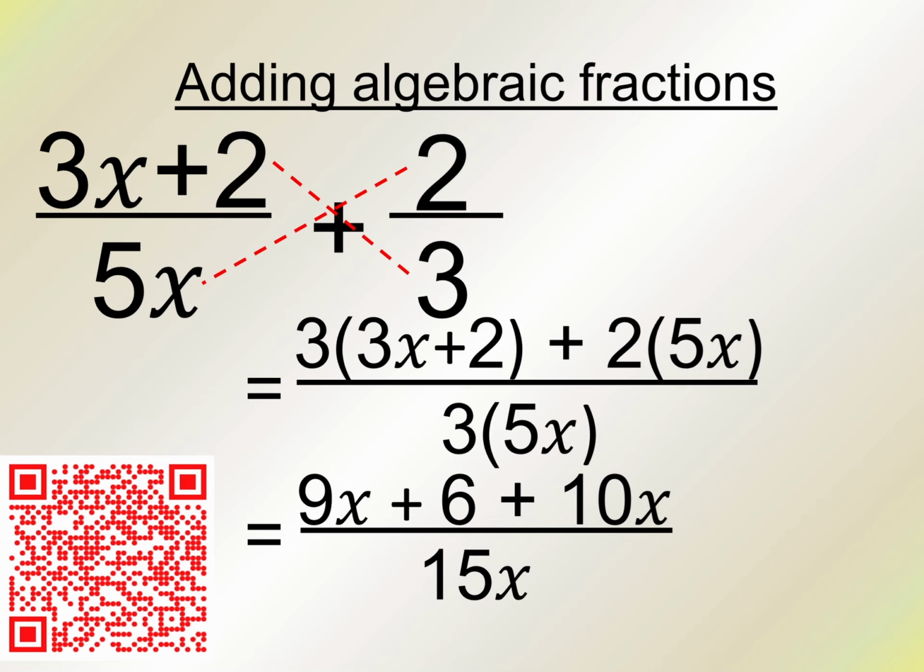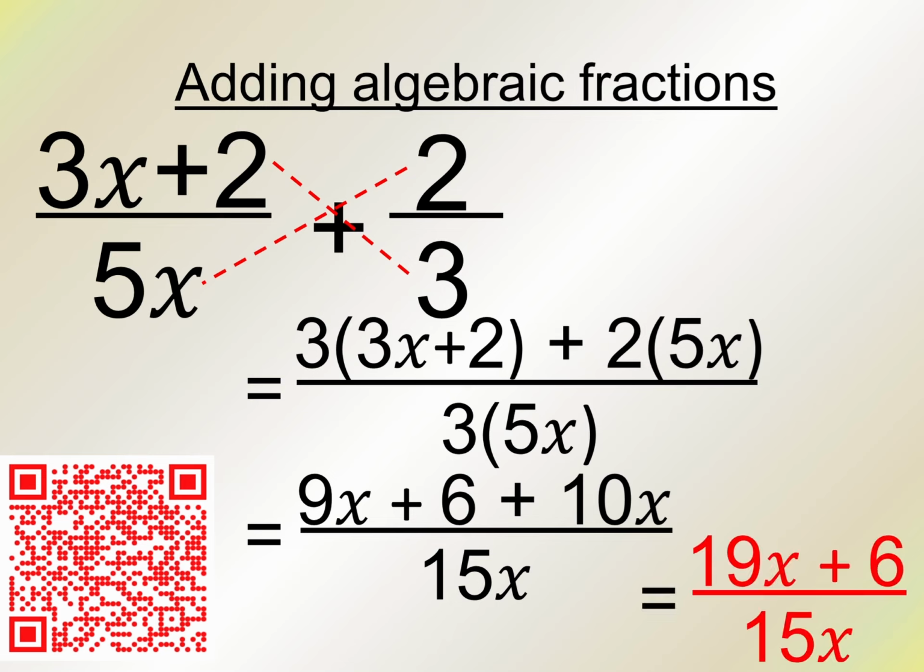If we have a look at the second bracket on the numerator, 2 times 5x gives us 10x. And on the denominator, we have 3 times 5x, which is 15x. We can simplify, because on the numerator side, you can collect 9x and 10x, which gives us 19x. The 6 does not have an x, so it stays as 6. And that's our answer there.